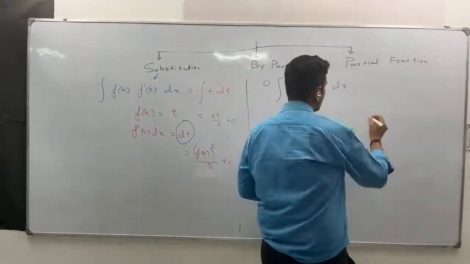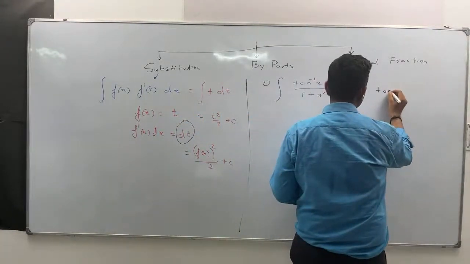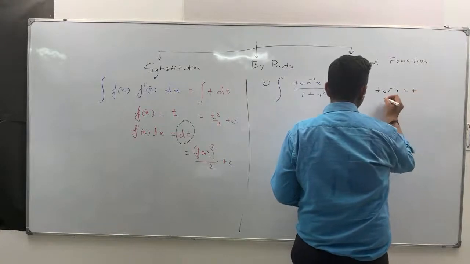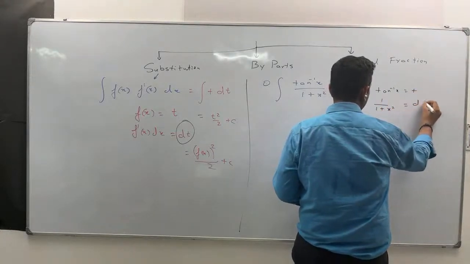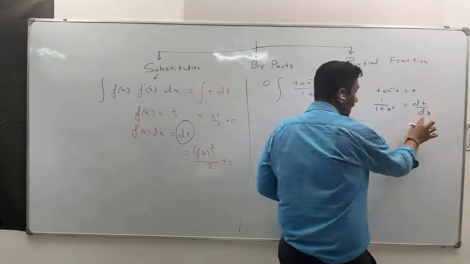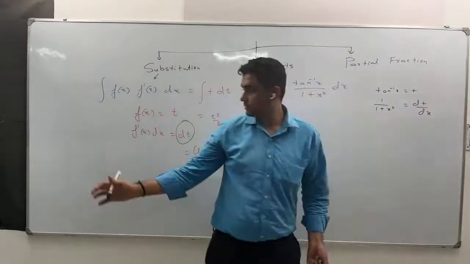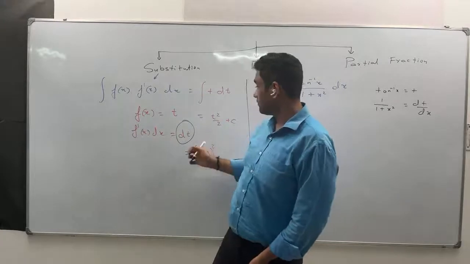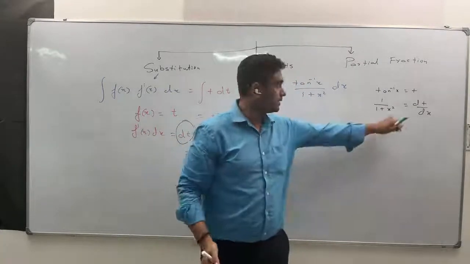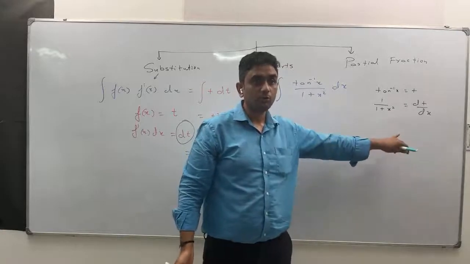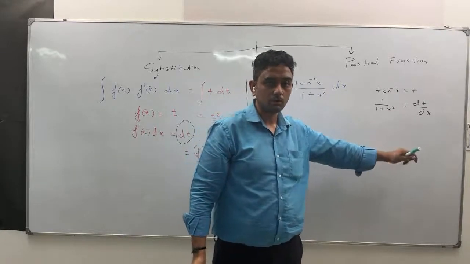So what you can do is you can just take tan inverse x as t. Now when you differentiate it, you get 1 upon 1 plus x square. This is dt by dx. Either way you write it is correct, whatever you are going to do. This is chain rule, like a normal derivative. We are assuming that x is the independent variable.